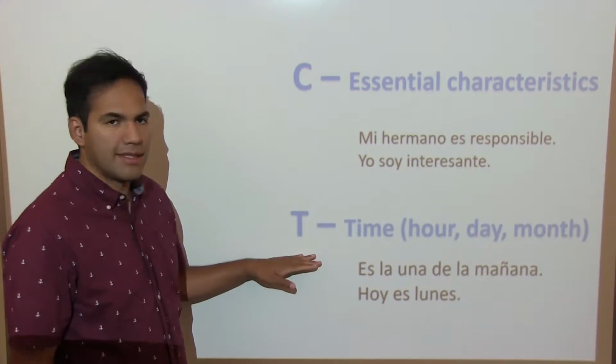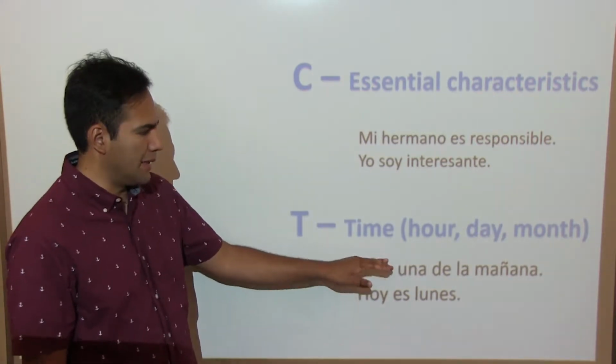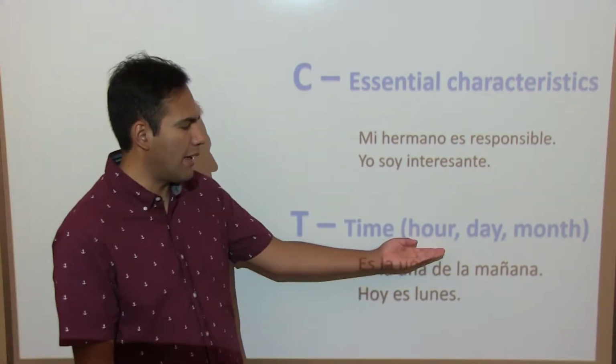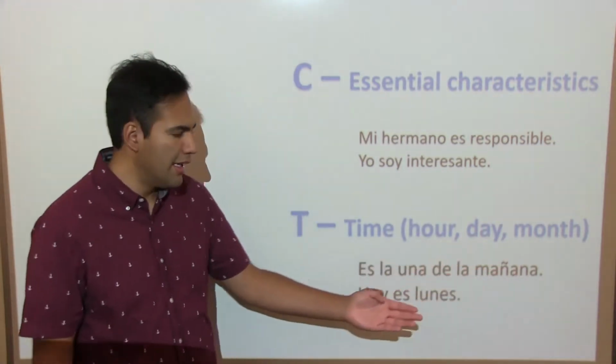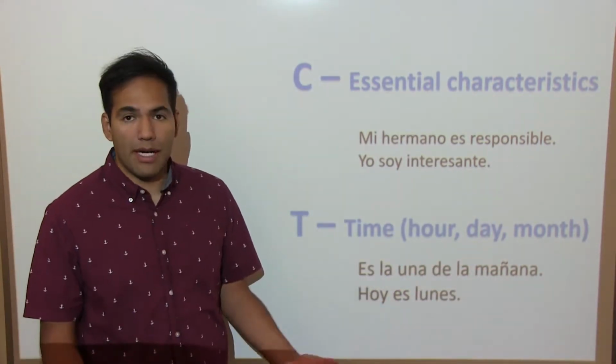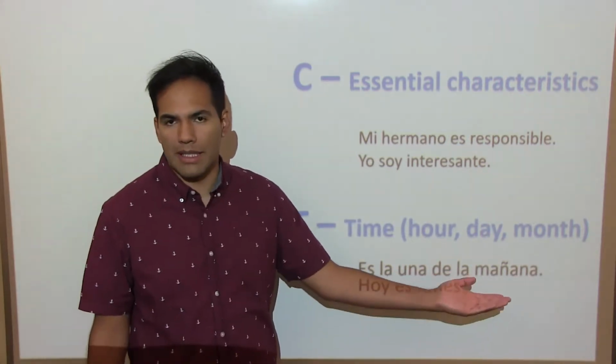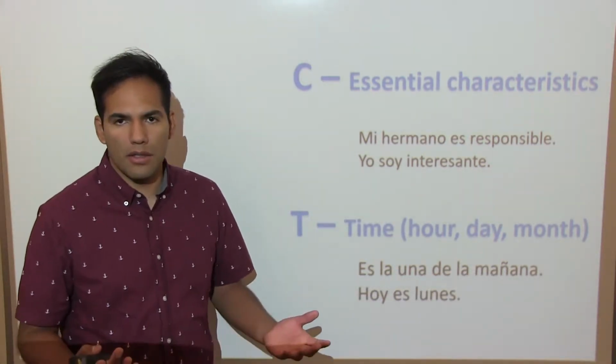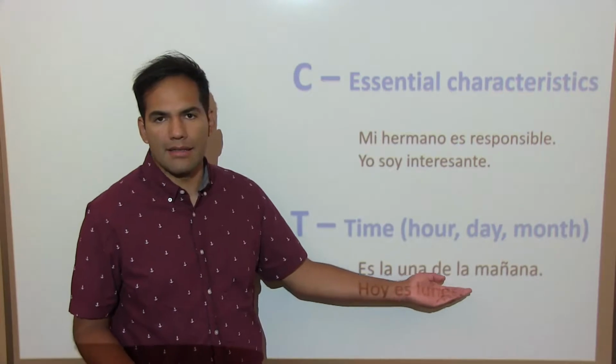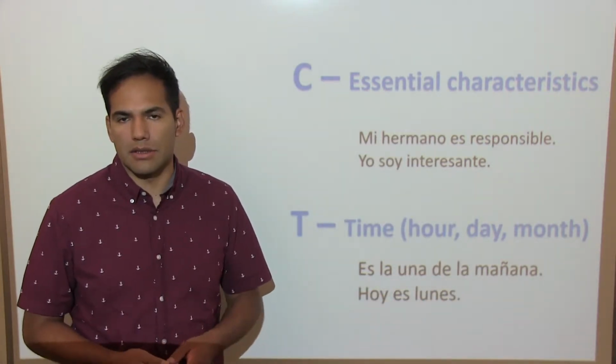The next letter is T, that stands for time, and time can either be hour, day, or a month. In this case, we express the time of the day by saying es la una de la mañana if it's 1 a.m., or es la una de la tarde, it's 1 in the afternoon.